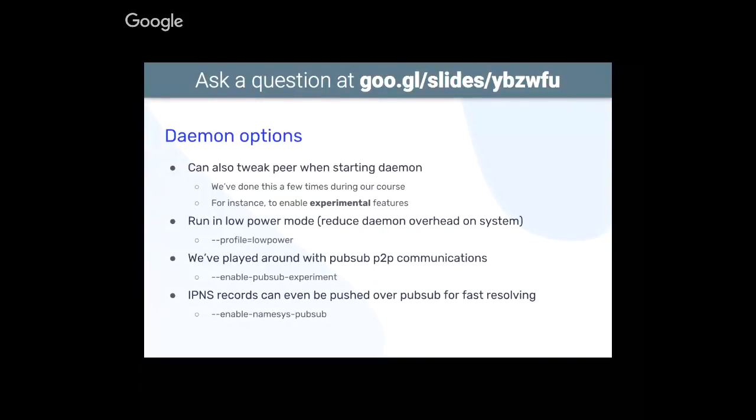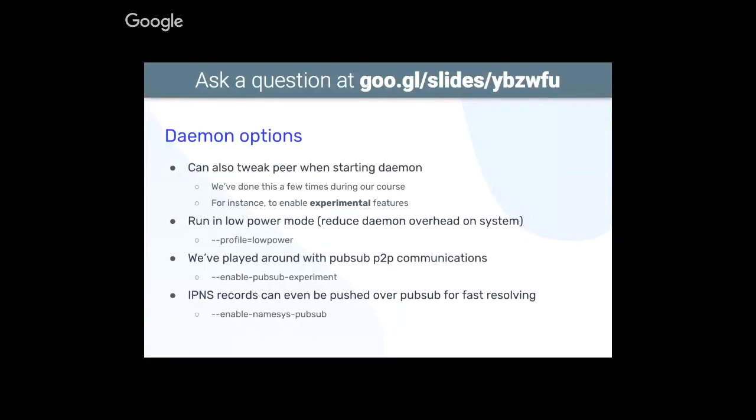So, for instance, you can run your daemon using the low power profile, which is designed to reduce its overhead on the system. So, having said that, it can affect some functionality to some degree. So, interaction with the DHT is reduced. So the performance of content discovery and content fetching is reduced.